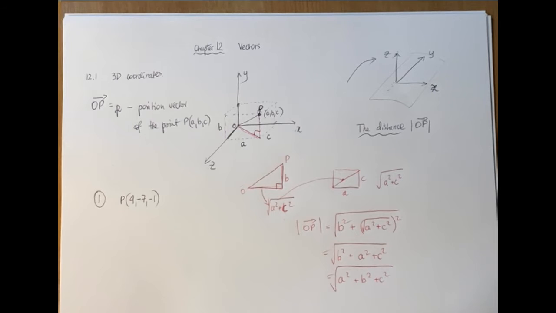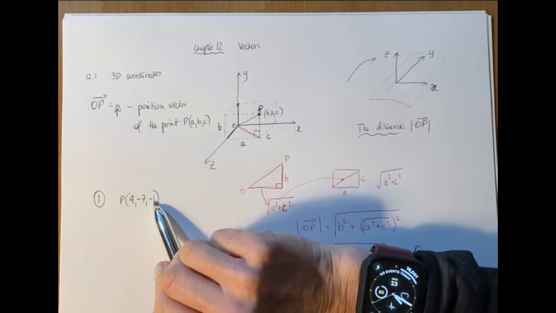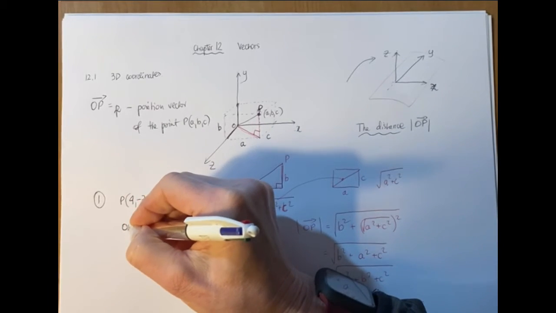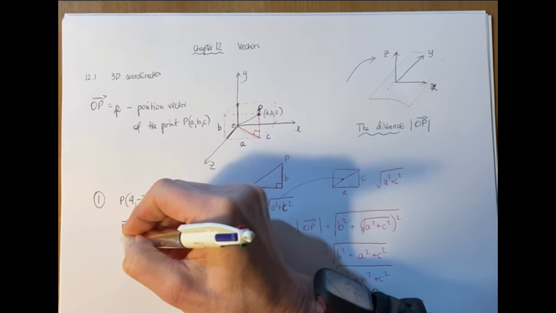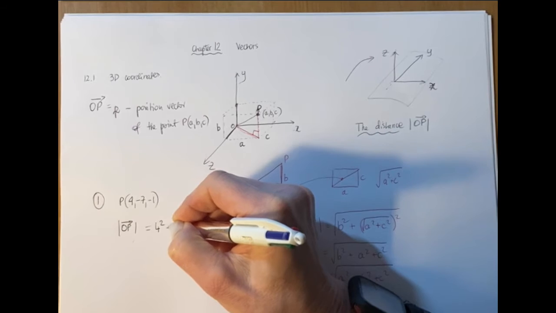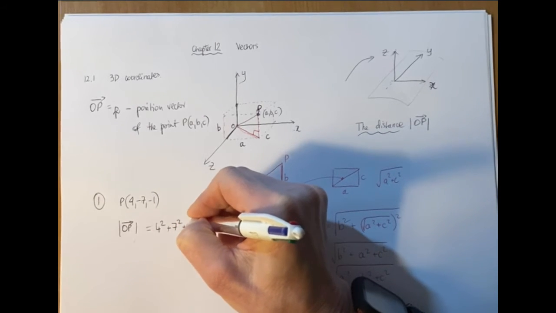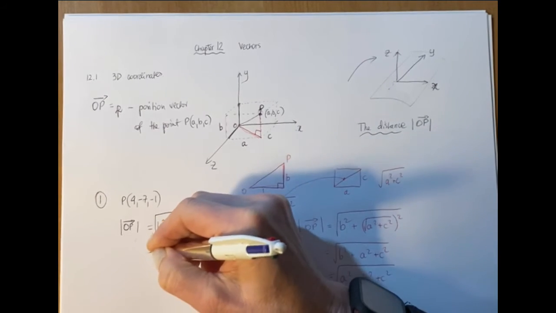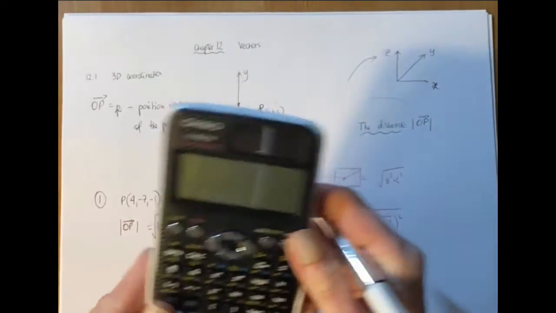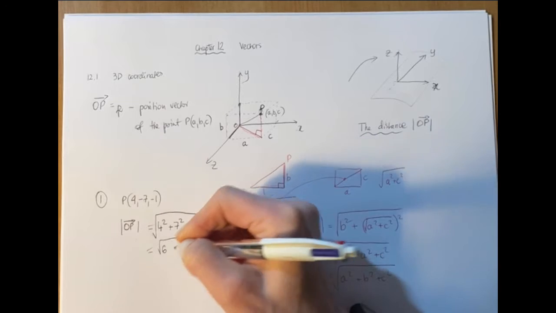So if you have a point with the coordinates 4, minus 7, minus 1, and you are asked to find the length of the vector OP, the position vector of that point, you simply need to square each side. You can ignore that it's minus 7 because you only take the length of each side, and square rooted. So it's going to be 16 add 49 add 1, so it's going to be square root of 66.